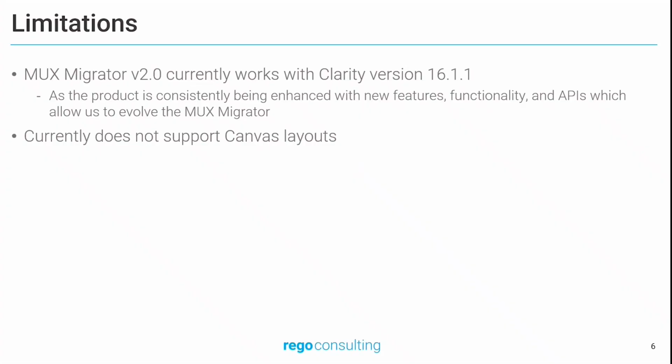Now I'm going to talk about just a couple of limitations. So right now, version 2.0 of the MUX Migrator currently works with Clarity version 16.1.1. The Clarity product is constantly evolving, as we know, with our quarterly releases, and they're constantly giving us new features, functionalities, and APIs, which allow us to evolve the MUX Migrator. So previous versions of Clarity did not have specific APIs that we utilize in this version. So that is why this version only works in specific Clarity versions.